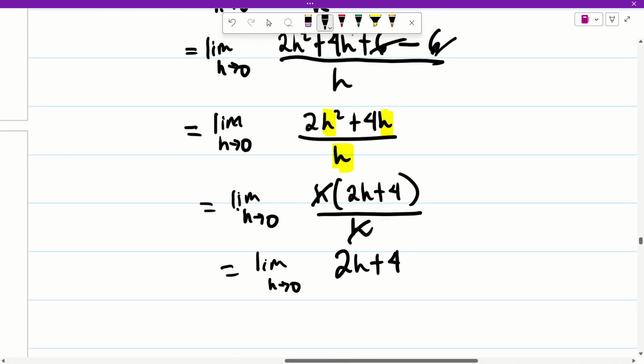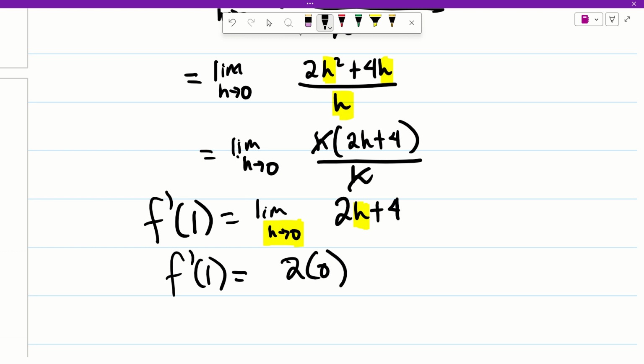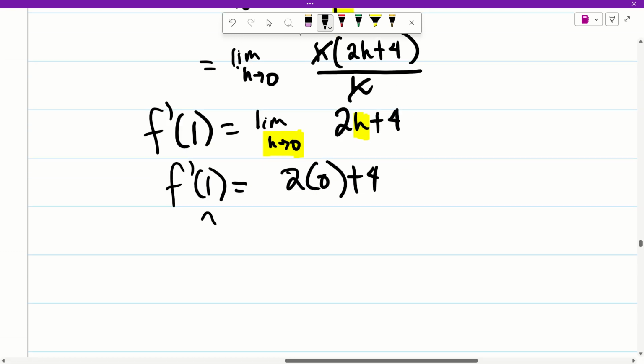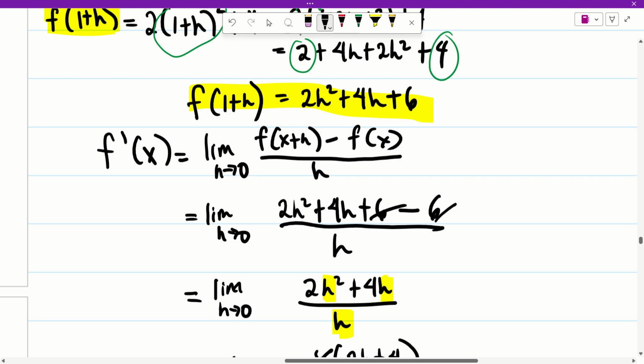Now we still have h remaining here. What we're going to do is replace it with 0, because it is the limit as h approaches 0. So now we have 2 times 0 plus 4. So the derivative of the function at x equals 1 is 4. So 4 is our answer.